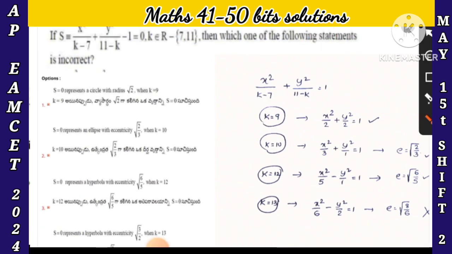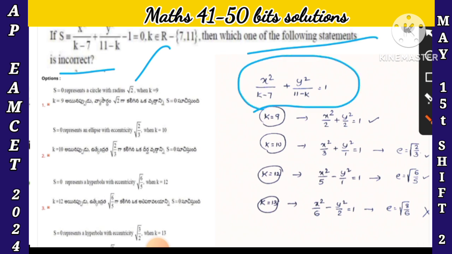S is equal to x square by (k minus 7) plus y square by (11 minus k) minus 1 equal to 0. Then which of the following statements is incorrect? First write the given equation here. We have to check which of the following options is wrong. Take the first option: S is equal to 0 represents a circle with radius root 7 when k is equal to 9.